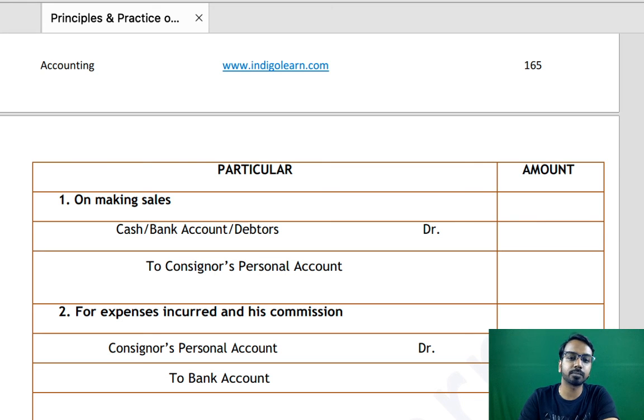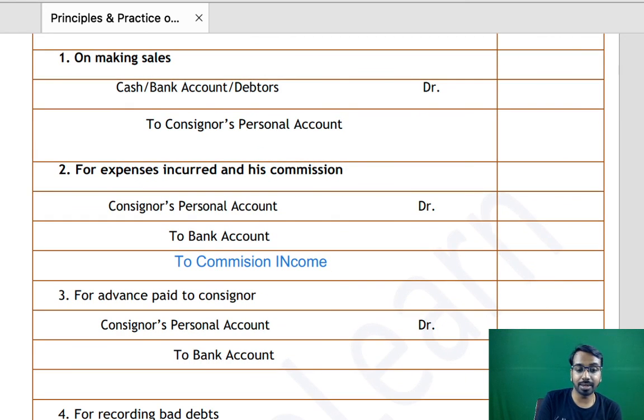So, you will have consignor's account to commission income account. This is the commission which you will receive from the consignor, right? If you have any bad debts, debit the customer's account. If del credere commission is not there, you will transfer this bad debt expense to the consignor's personal account.